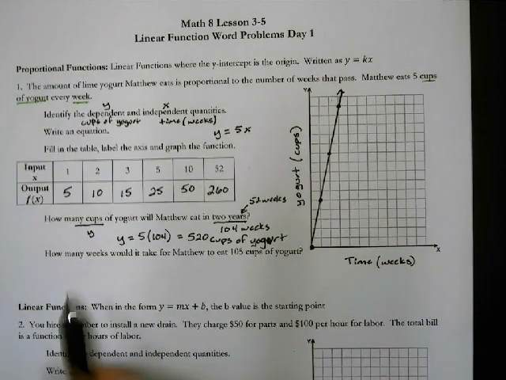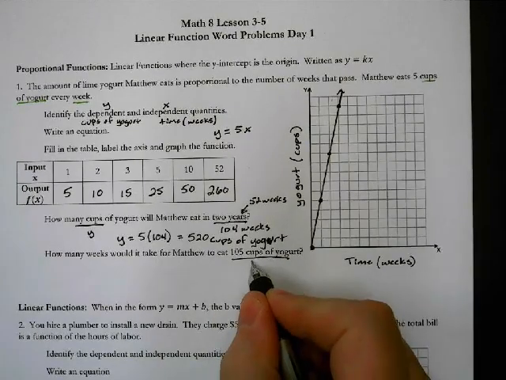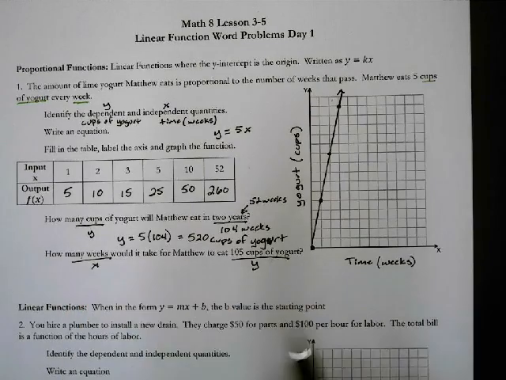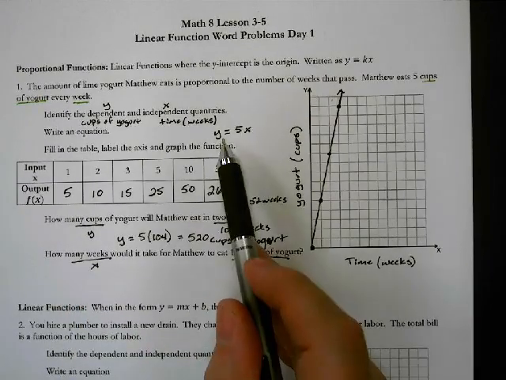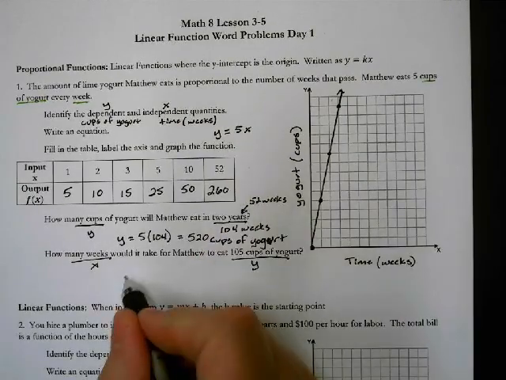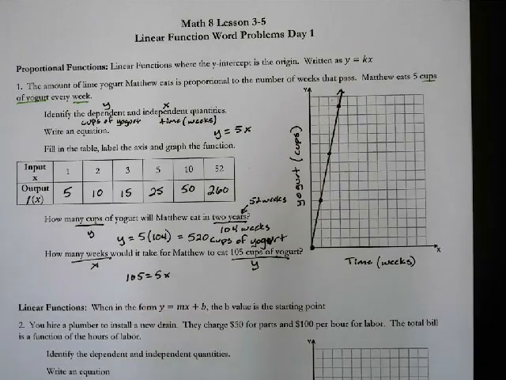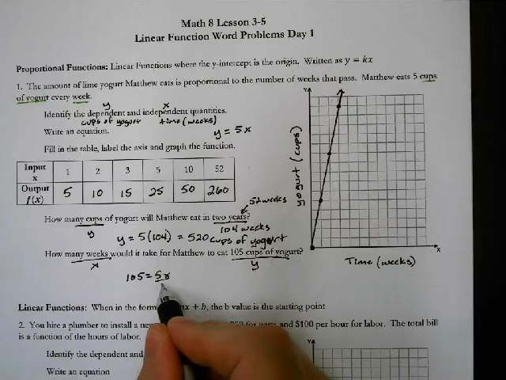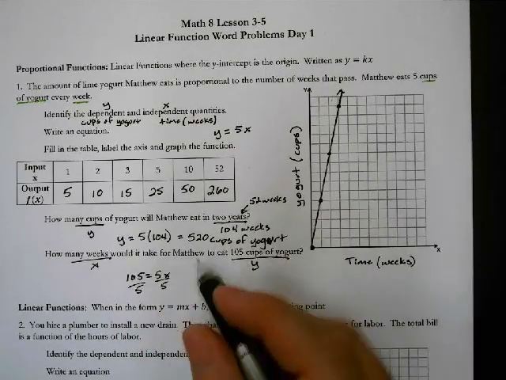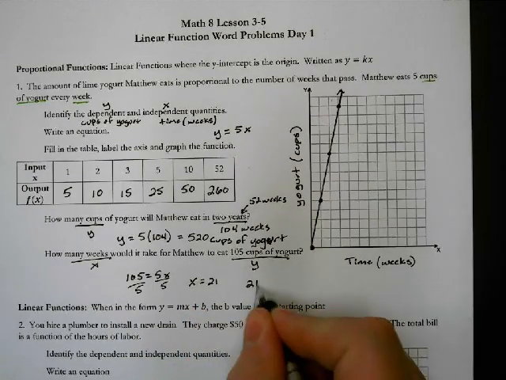And how many weeks would it take for Matthew to eat 105 cups of yogurt? Now that is the y quantity, that's the dependent. How many weeks? That's our x quantity. So in this case, using our equation of y equals 5x, I would plug 105 into y. So 105 equals 5x. And then to solve for the number of weeks, I would divide by 5. And 105 divided by 5 is 21. So it would be 21 weeks.